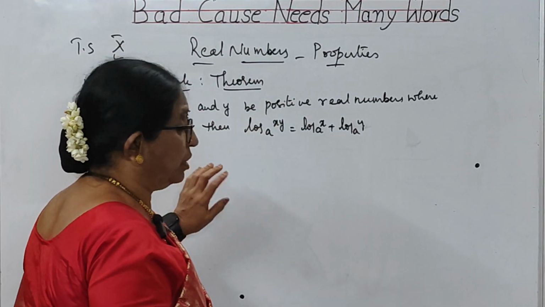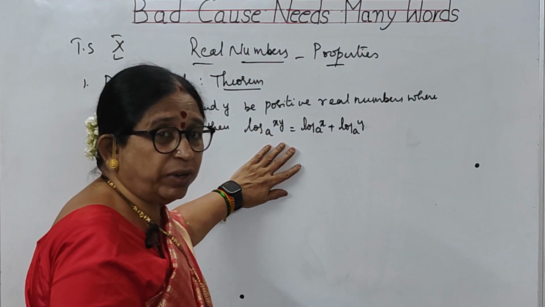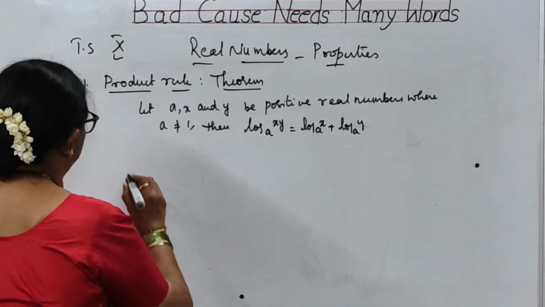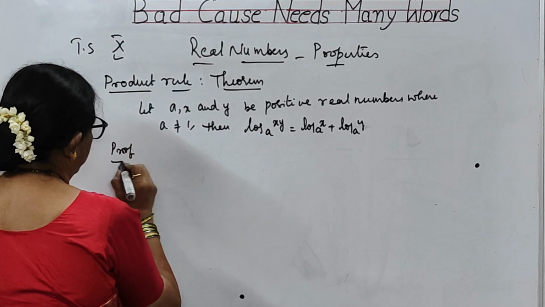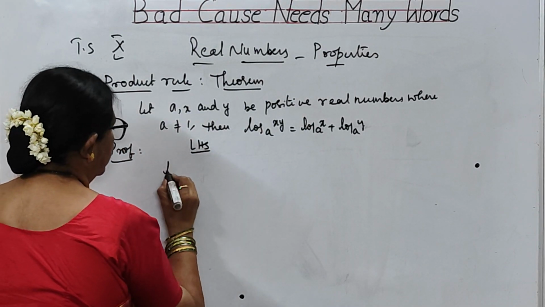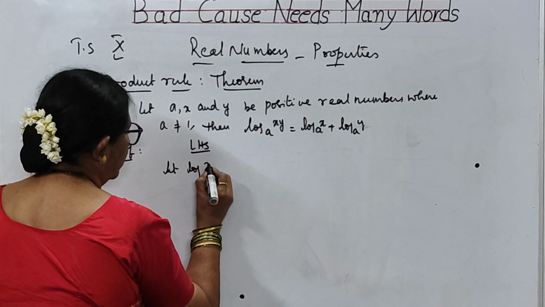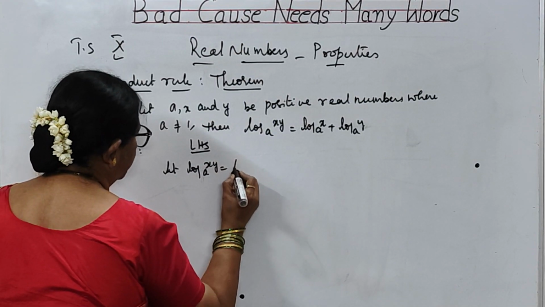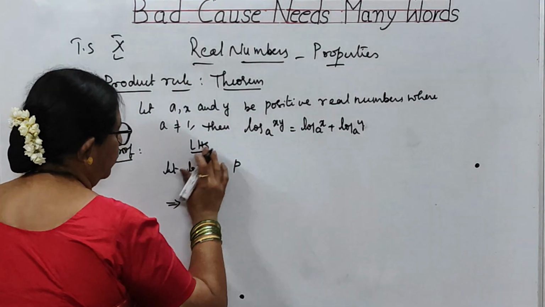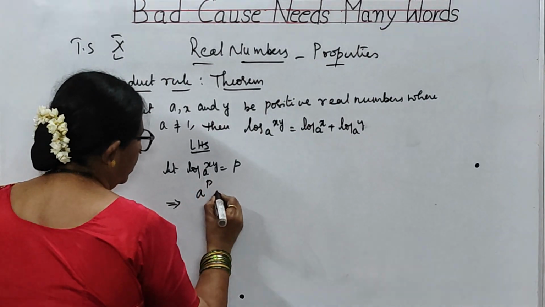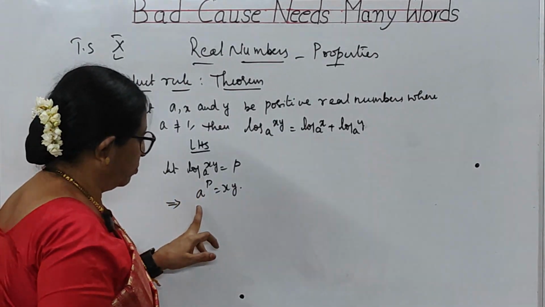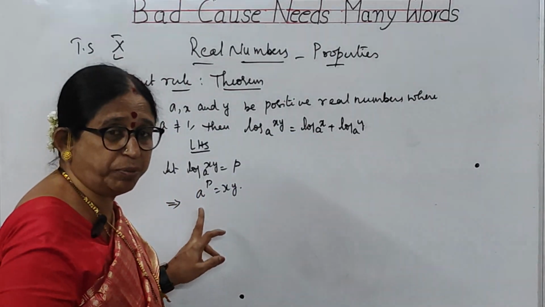x into y, you are multiplying two values. When you are multiplying any two values under logarithm, that is nothing but addition of those two values. Now let us see a proof of it. How will you prove it? Let us go for LHS. What is LHS, children? Let log xy to the base a be equal to p. Some value p we are considering. This is logarithmic form. If you convert it into exponential form, a to the power of p is equal to xy. Converting logarithmic form to exponential form, we have already done in the previous class.